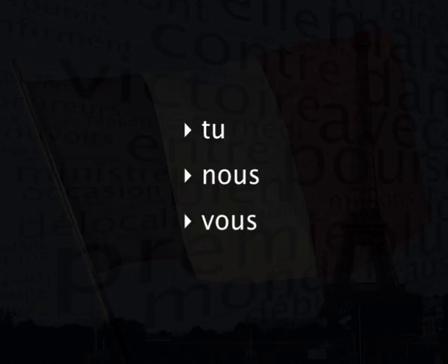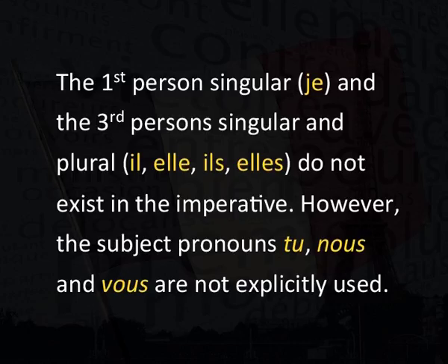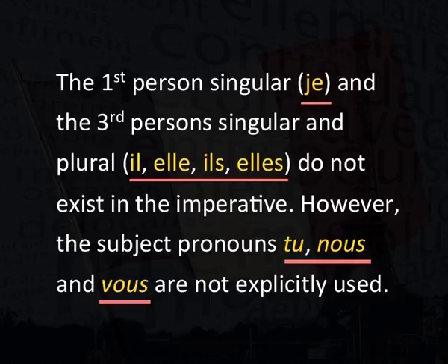Only 3 grammatical persons, that is, tu, nous, and vous, can be used in the imperative. In other words, the first person singular, je, and the third person singular and plural, il, elle, ils, and elles, do not exist in the imperative. However, the subject pronouns tu, nous, and vous are not explicitly used.